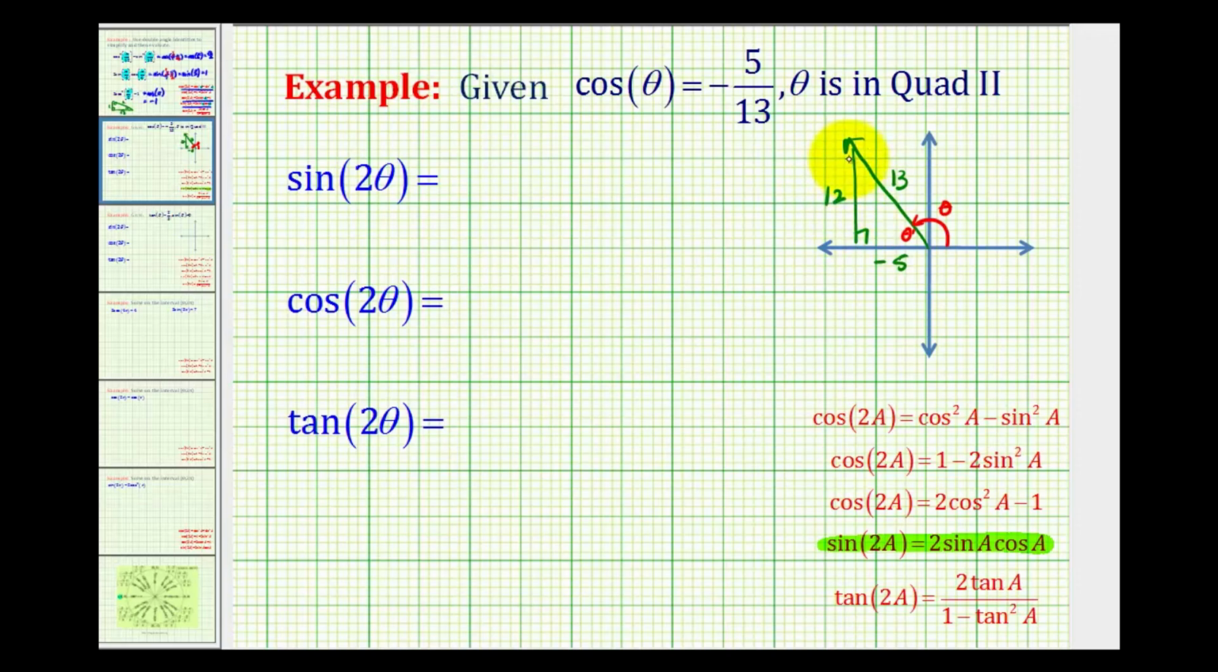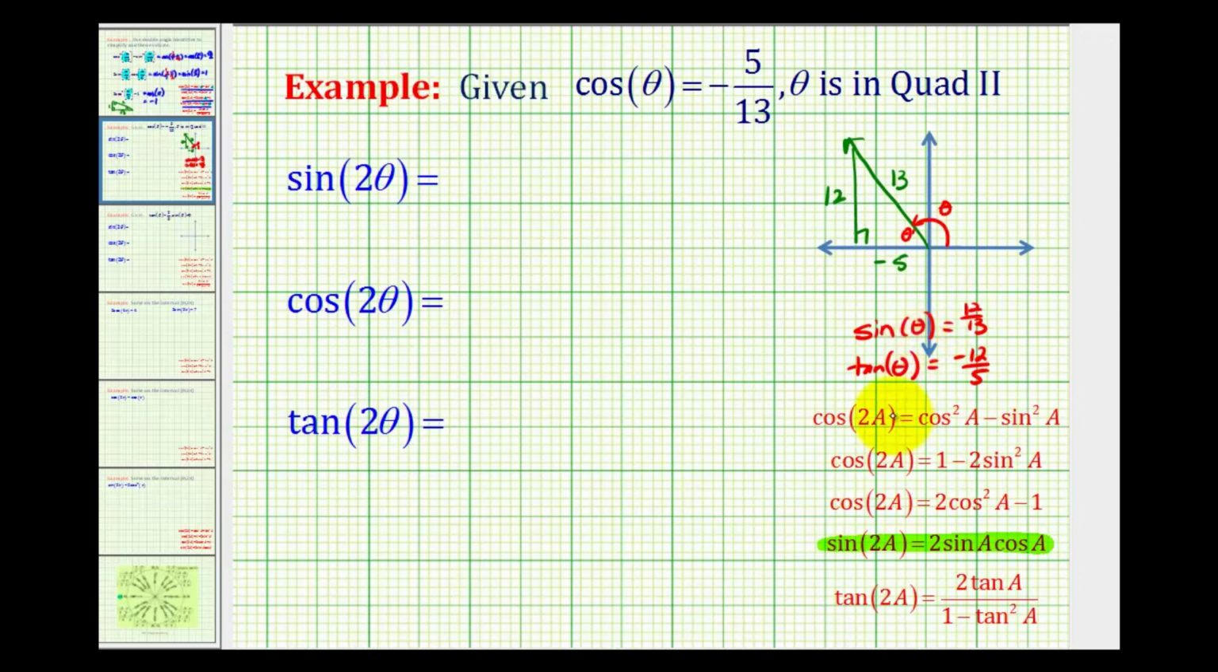Notice the y-coordinate is positive and the x-coordinate is negative. So from here we know that sine theta is equal to 12/13 and tangent theta is equal to 12 divided by -5, or -12/5. This is all the information we need.